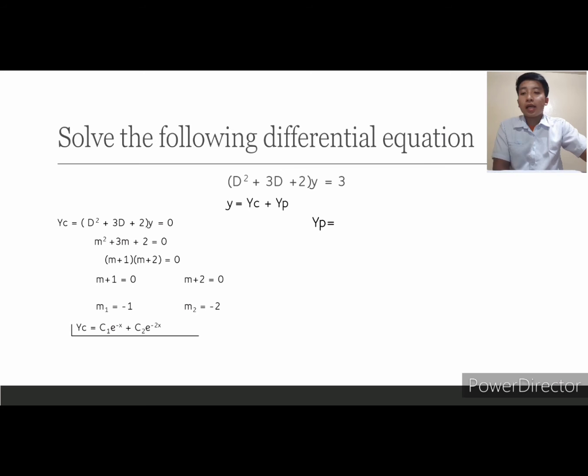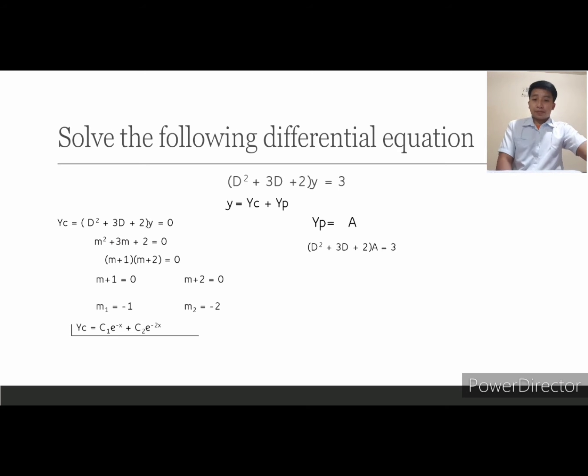Since yung ating right side is constant, possible root ng yp neto ay maging 0. So, ang pwede nating i-assume na value ni yp is constant, let's say, gawin po nating a. Yan po. yp = a. So, isa-substitute natin itong yp sa original non-homogeneous DE. So, we have (D squared + 3D + 2)a = 3.